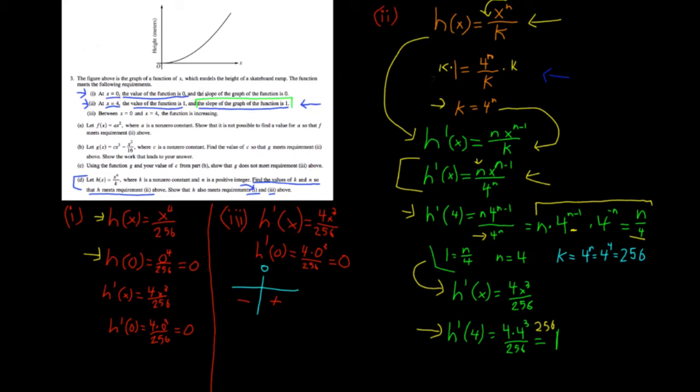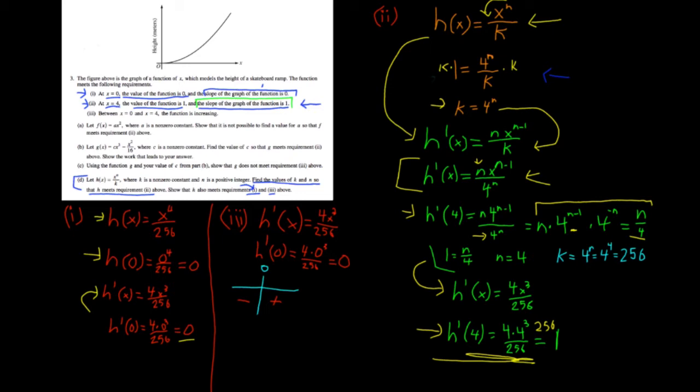And then the next thing we want to prove is that the slope of the graph of the function is also 0 at x is equal to 0. So to do that, we are going to want to plug in 0 to this h prime of x that we found over here. And from that, we get 0 again. So this just once again proves that the slope of the function is 0 at x is equal to 0, and that the value of the function is 0.